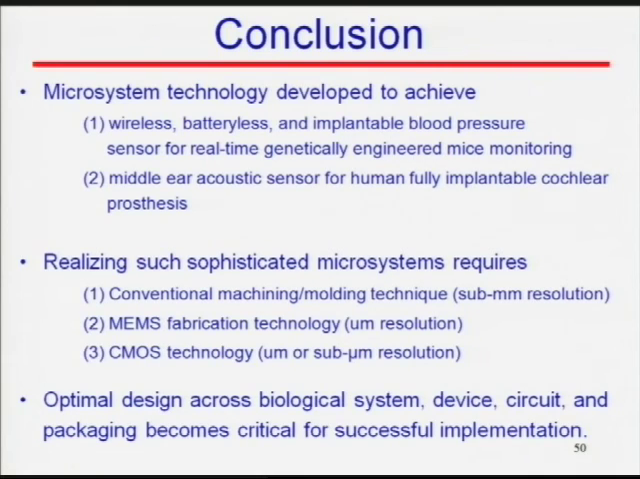So the microsystem technology developed achieves basically 2 examples that I showed you here today. One is wireless, batteryless, implantable blood pressure sensors for real-time monitoring of genetically engineered mice. Second example is the middle ear acoustic sensor for a human fully implantable cochlear prosthesis. But to realize such a sophisticated microsystem requires 3 things. One is conventional machining and molding technique that typically has a resolution on a sub-millimeter.